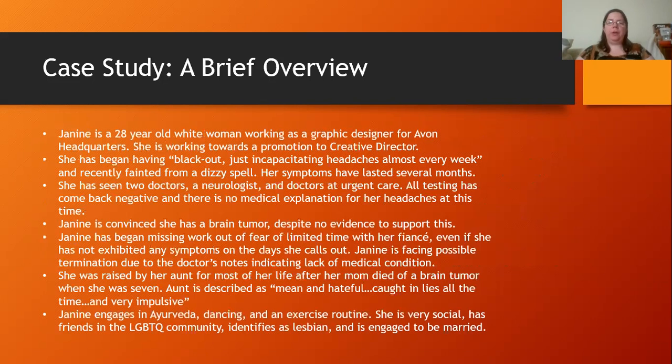She was raised by her aunt for most of her life after her mom died of a brain tumor. Dad was never in the picture, really, so there's nothing to really indicate anything there. Her mom passed away of a brain tumor when she was 7, so it's been predominantly her aunt. And her aunt is described as mean and hateful, very deceitful, caught in lies all the time, and extremely impulsive.